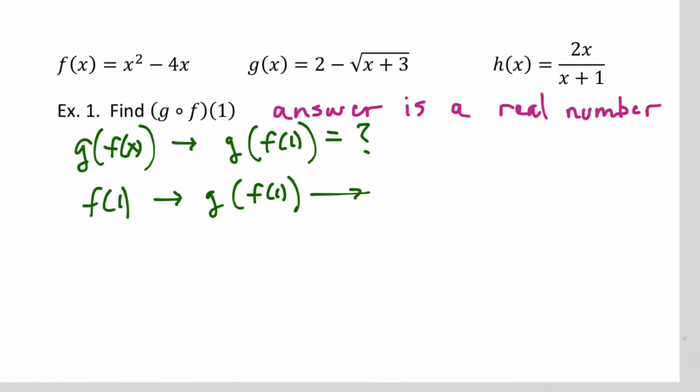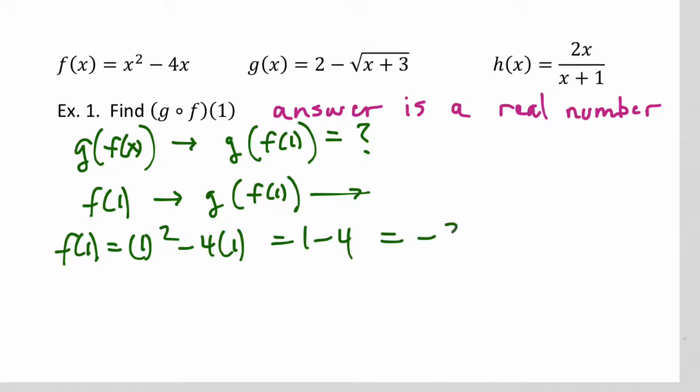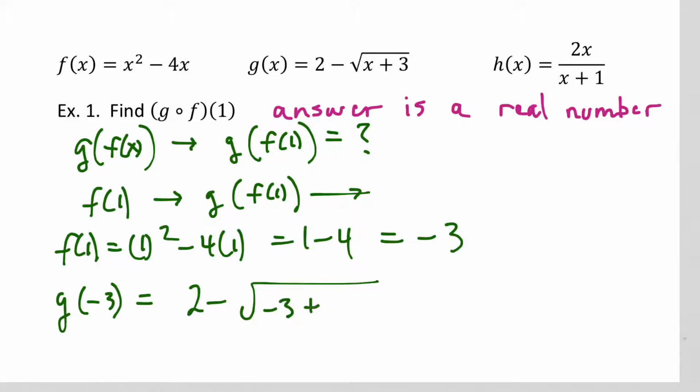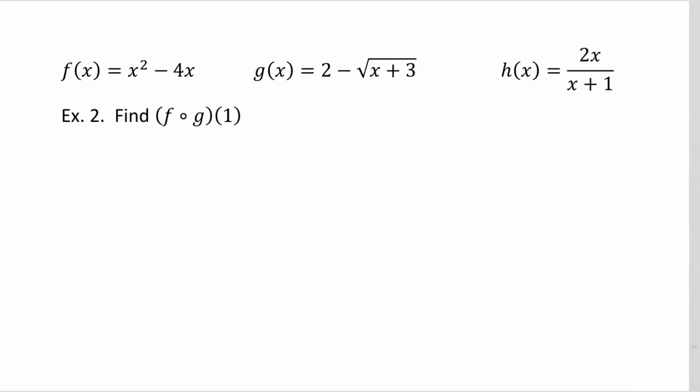All right, so f of 1 is equal to 1 squared minus 4 times 1, which is equal to 1 minus 4, which is negative 3. All right, now I take that value and I plug negative 3 into the g function, and I'll get 2 minus the square root of negative 3 plus 3, which is equal to 2 minus the square root of 0, which is equal to 2.